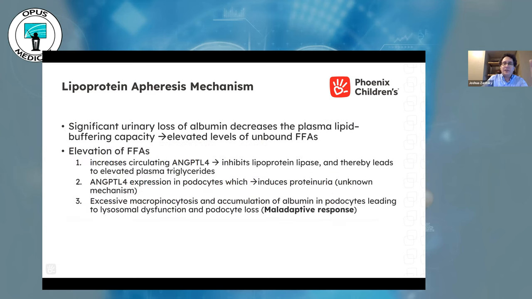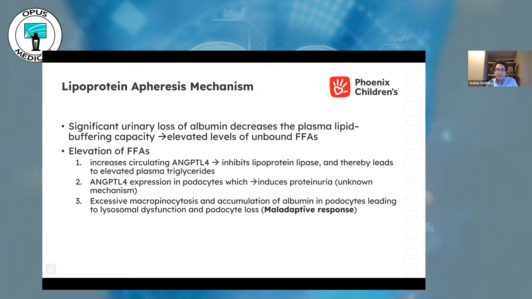They were able to demonstrate in this paper that due to the lowering of albumin in the serum, which normally buffers free fatty acids, free fatty acids went up. That then increased the level of a hormone called angiopoietin-like 4, which normally inhibits lipoprotein lipase. And therefore, it makes sense, right? If you're inhibiting lipoprotein lipase, you don't need to chop up triglycerides anymore, your triglyceride levels go up. And that finally linked nephrotic syndrome to elevated triglycerides.